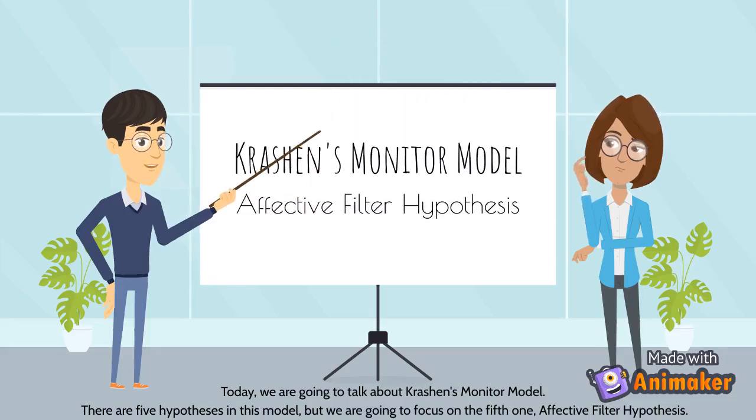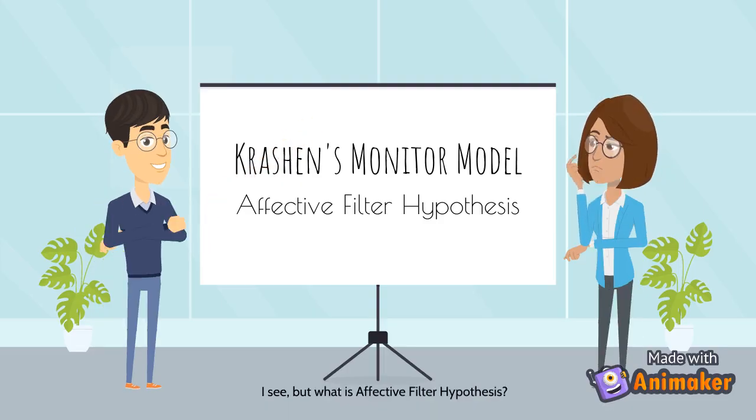Today, we are going to talk about Krashen's monitor model. There are 5 hypotheses in this model, but we are going to focus on the 5th one: the affective filter hypothesis. I see. But what is the affective filter hypothesis?